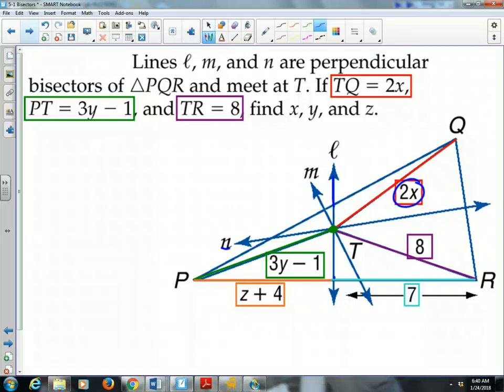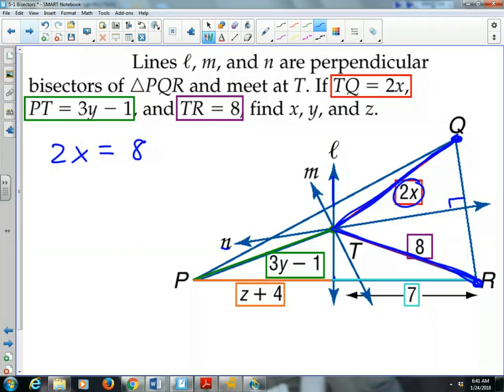So let's just kind of break this down one step at a time here. QT is this length right here. And if T is on the perpendicular bisector for N, that means that QT is an equal distance away from TR. It's that first property that we talked about. If T is on the perpendicular bisector, then it's equidistant away from the 2 endpoints. Q is an endpoint, R is an endpoint, so they're equal distances away. So 2x is an equal distance away from 8.